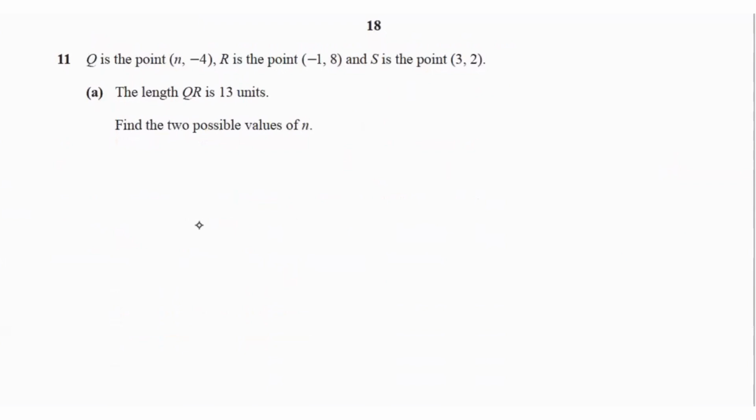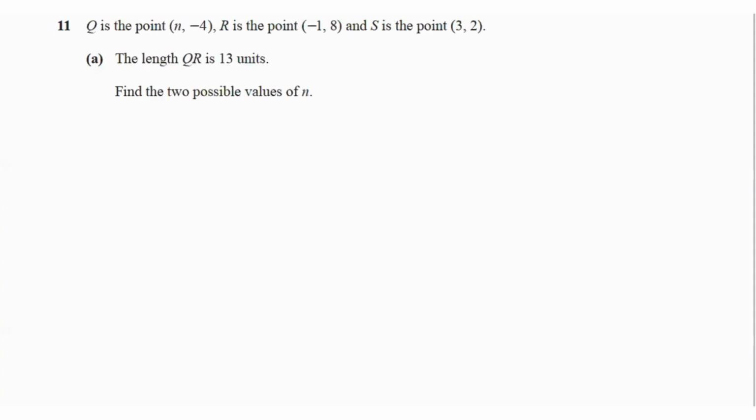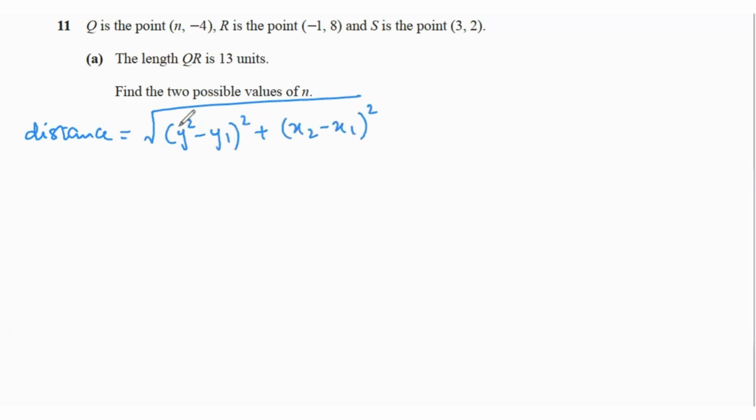Question 11 says Q is the point (n, -4), R is the point (-1, 8), S is the point (3, 2). The length of QR is given as 13 units. Find the two possible values of n. Now, distance basically has the formula of square root of (y2 minus y1) whole square plus (x2 minus x1) whole square.